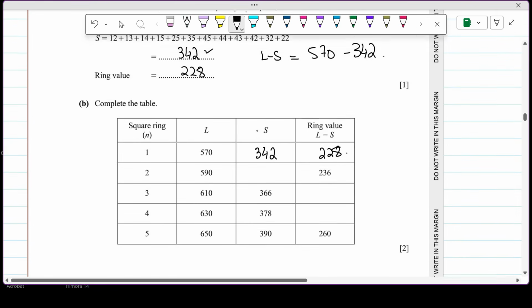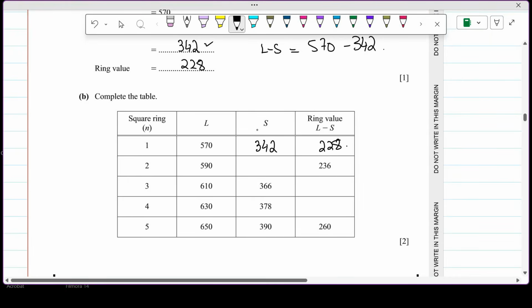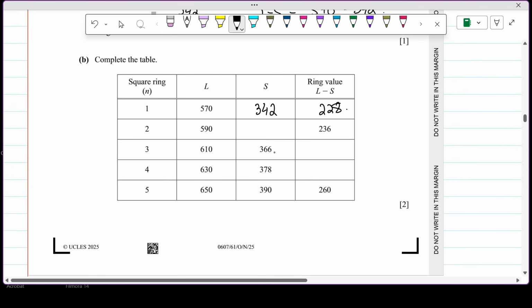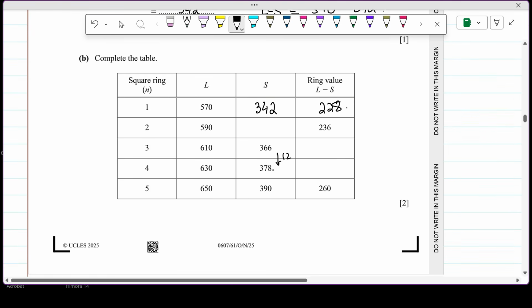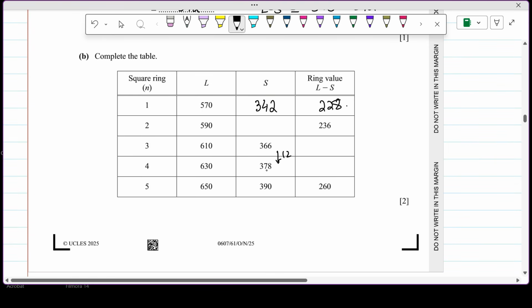But I don't want to go for the long calculations. I will go for pattern reading. For example, start from 266. When n is equal to 3, we have the value of S, which is 366. When n is equal to 4, we have the value of 378. What is the difference? I think 12. Yes, 12. So when we add 12 to 366, we get 378. When we add 12 to 378, we get 390.